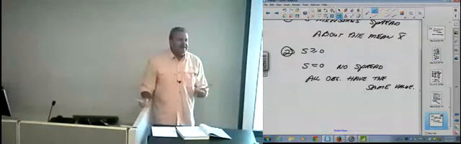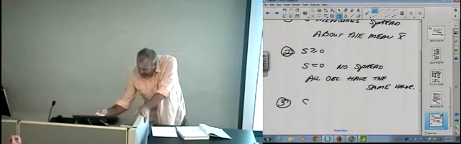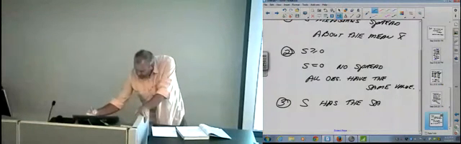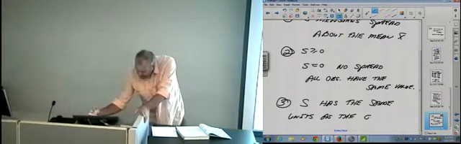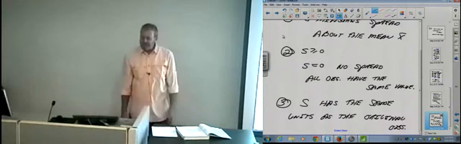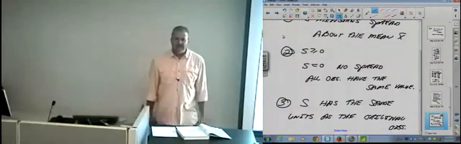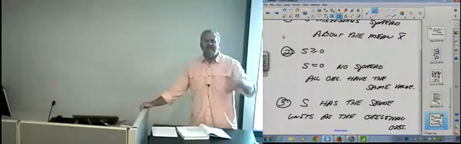The reason we like it in this beginning introductory class is s has the same units as the original observations, you know, the data that's given to you. If it's measured in inches, standard deviation is measured in inches. If it's measured in minutes, the standard deviation is measured in minutes. Whatever the units are on your variable, the standard deviation has the exact same units.